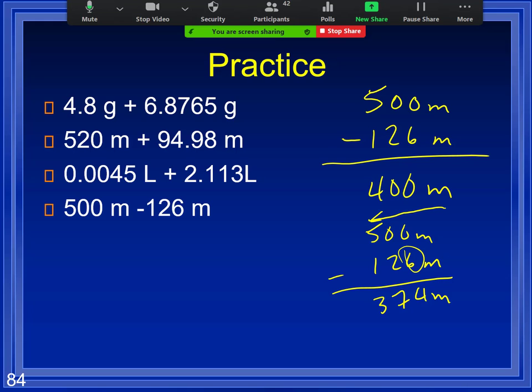Zeros at the end never count. So I only have one sig fig in my first number, and it's in the hundreds place, so that's where I have to round it. Behind that 3, there's a 7, so I round it to a 4. And 4 is not the same size as 374. I have to put in the 2 placeholders.